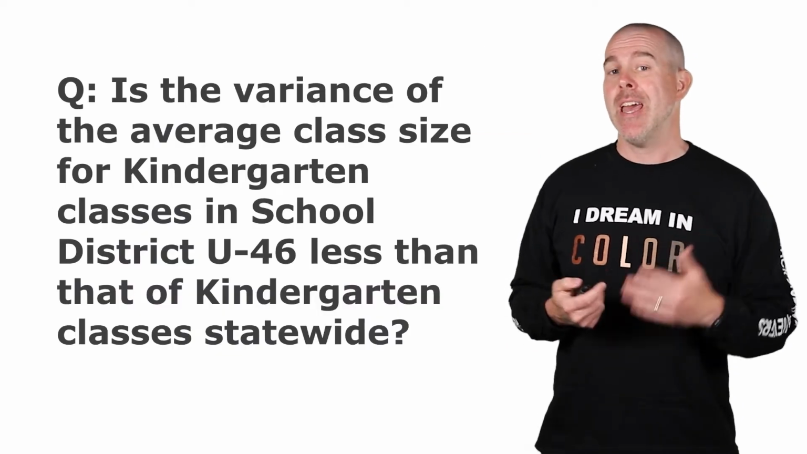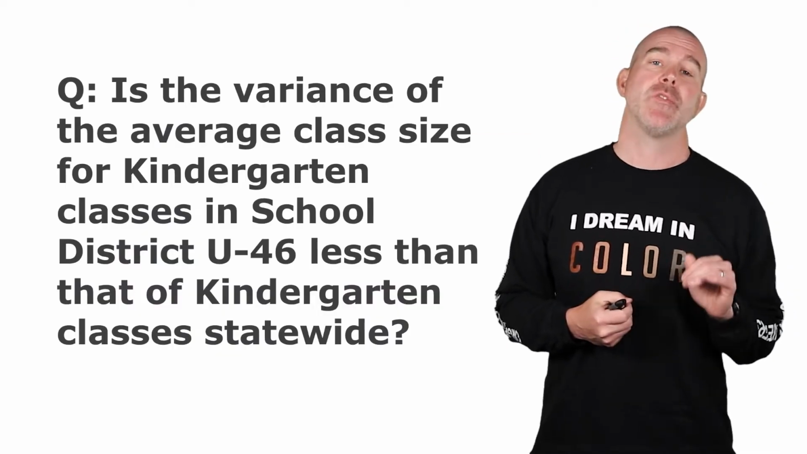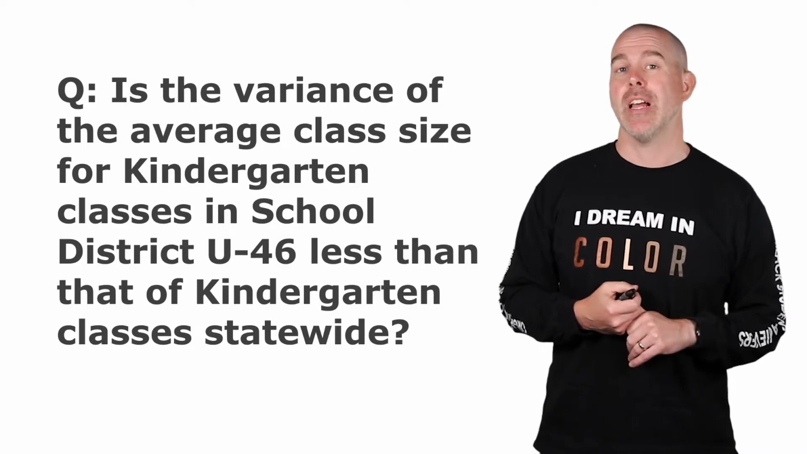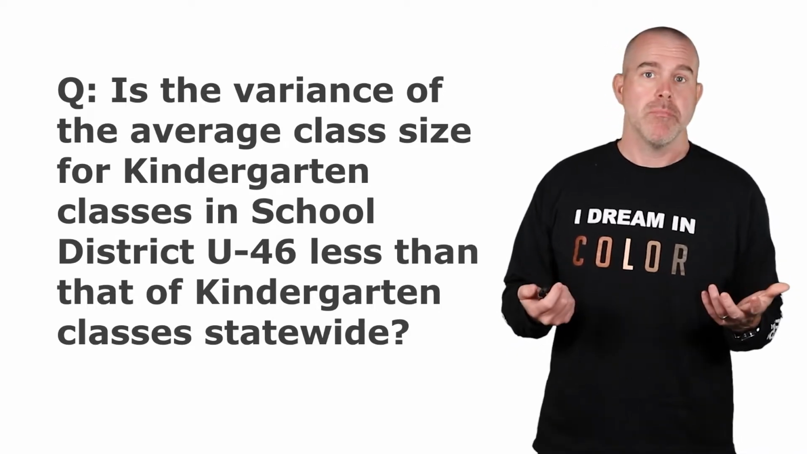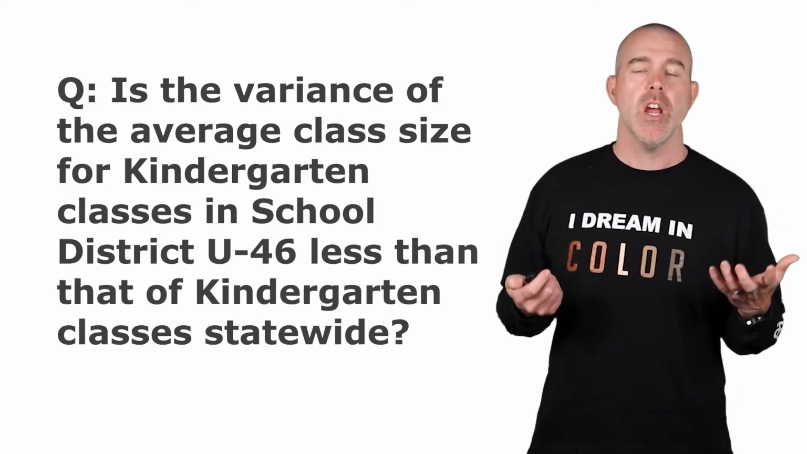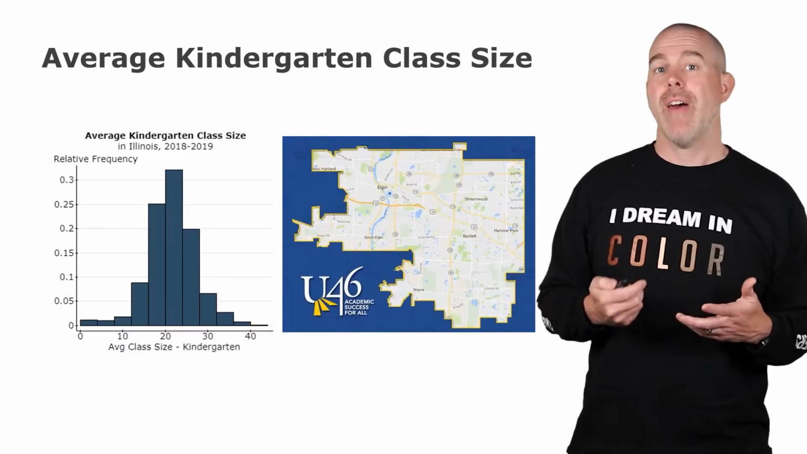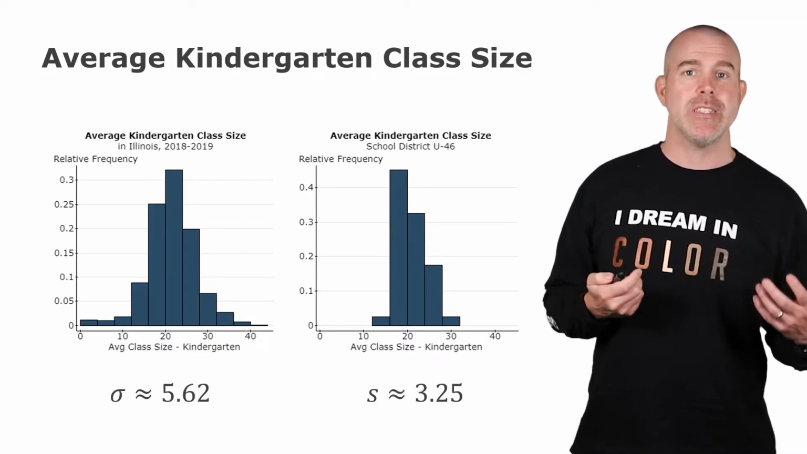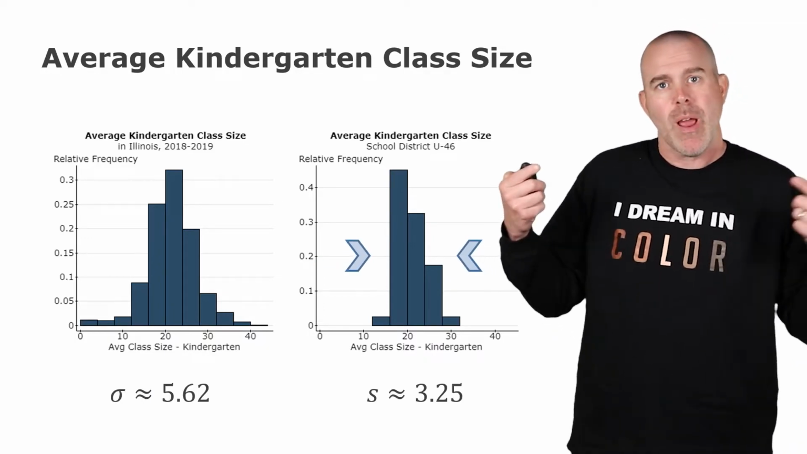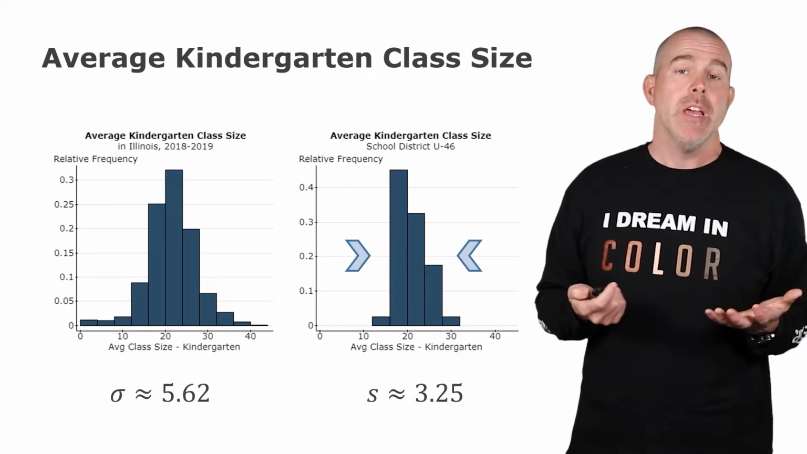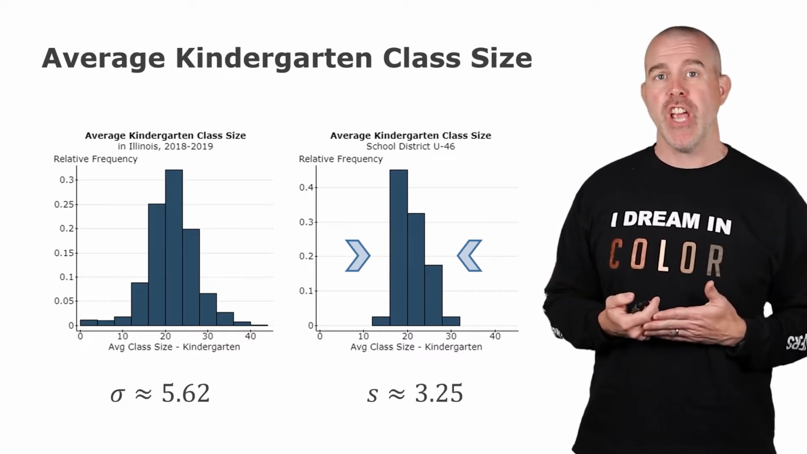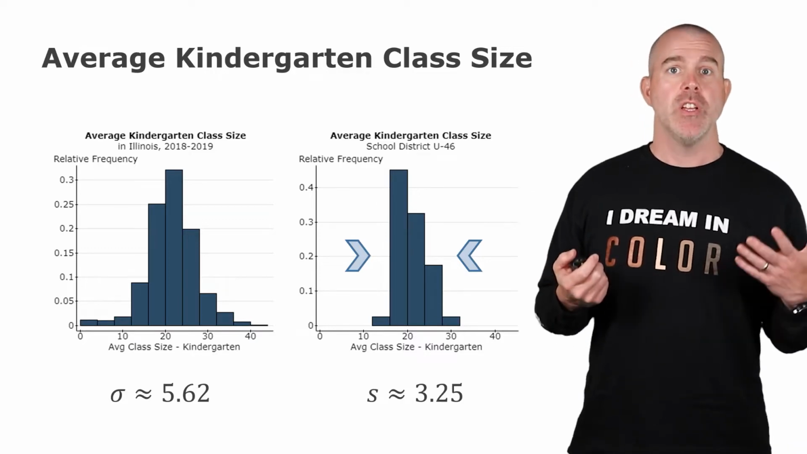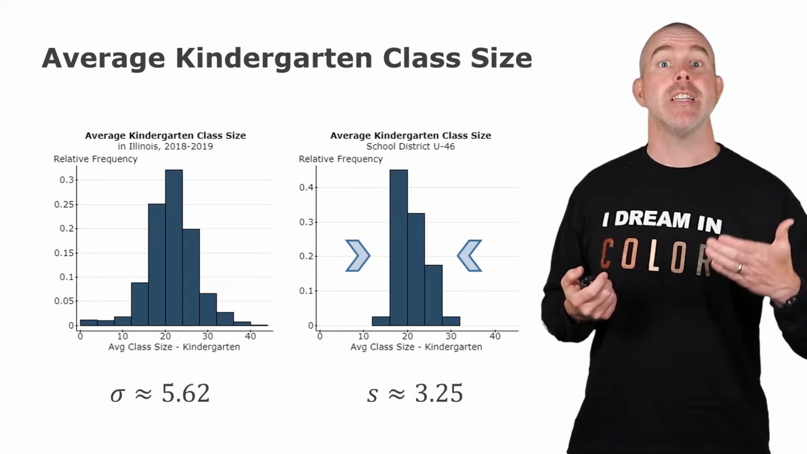So we might make this claim: is the variance of the average class size for kindergarten classes in school district U46 less than that of kindergarten classes statewide? Right? Again, because it's one district, there probably is less variability. In fact, here's the histogram. You can see the difference in the population and sample standard deviation, and certainly the histogram looks more condensed. So it seems reasonable, but we'll need to check to see if that sample standard deviation is significant enough to end up being statistically significant.